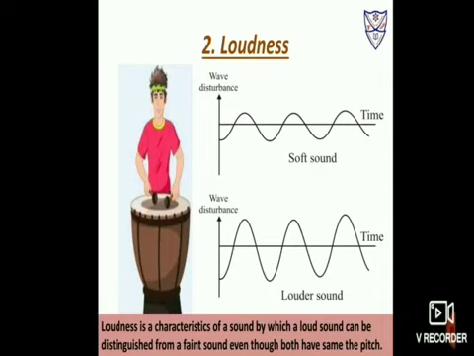Now if we strike the drum softly, what will happen? Its skin vibrates with a smaller amplitude. Smaller amplitude means you will see that the size of the waves is small. So what kind of sound is produced? Soft sound.